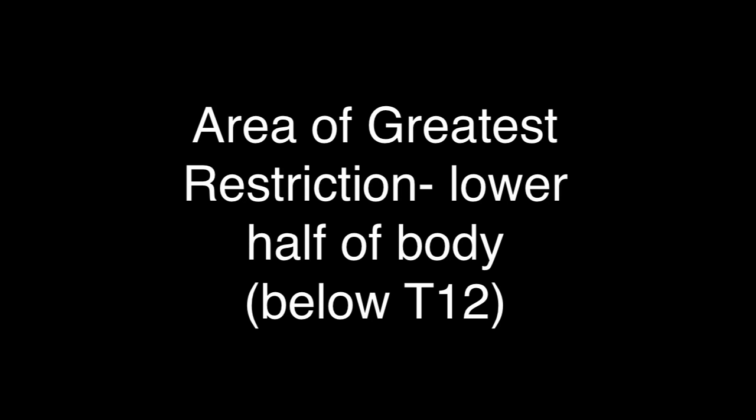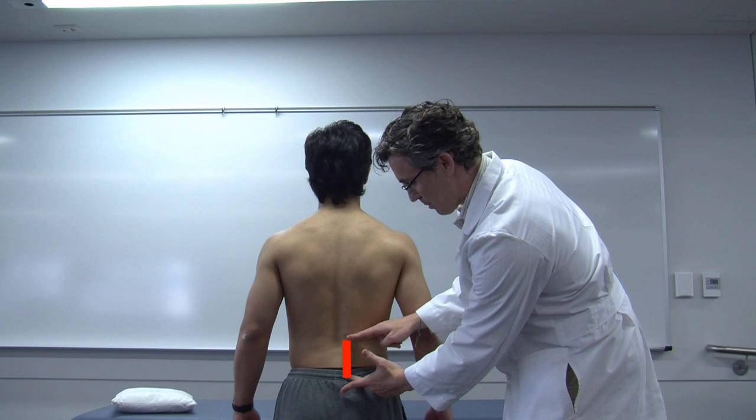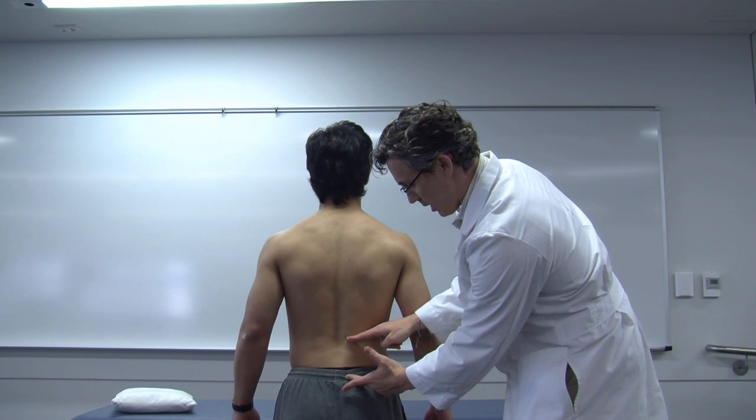This video will discuss what to do if you find the area of greatest restriction is below T12. If you find the area of greatest restriction is a vertical unilateral band along the lumbar spine that is worse with standing and improves with sitting, then you want to screen the lower extremity for the area of greatest restriction.